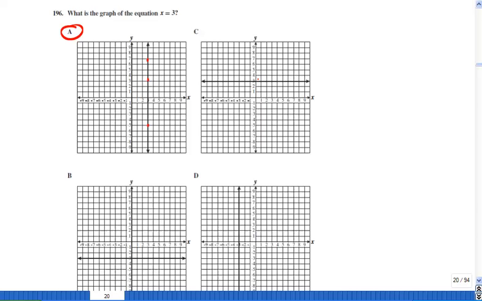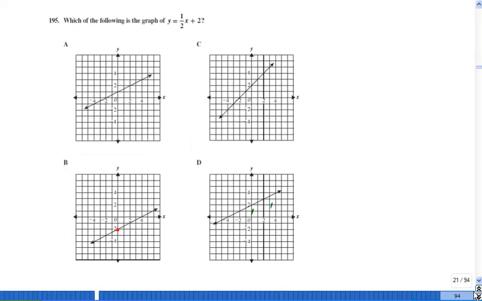If you're looking at C, this is y equals 3. Not good, right? I'm looking at B. This is y equals what? -3. Not good. D, y equals -3, also not good. So this is how you solve a problem like this.